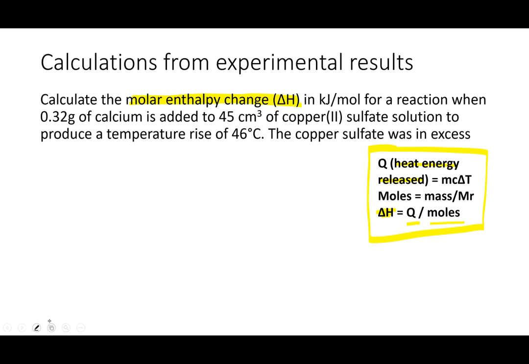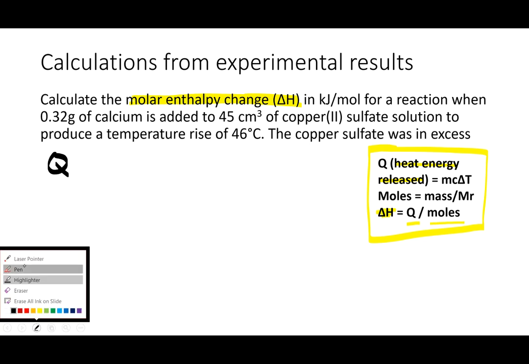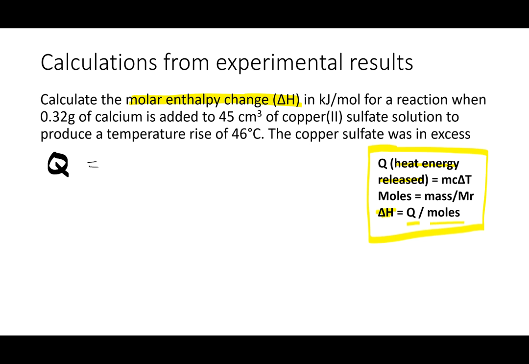So first thing we need to do is to calculate the value for Q, which is equal to mc delta T. So the m part is the mass of solution, which we can find here. We can see that there was 45 cm cubed of copper sulfate solution. Okay, and for most solutions, 1 centimeter cubed is the same as 1 gram. So 45 cm cubed of solution will be 45 grams. So that's our value for m.